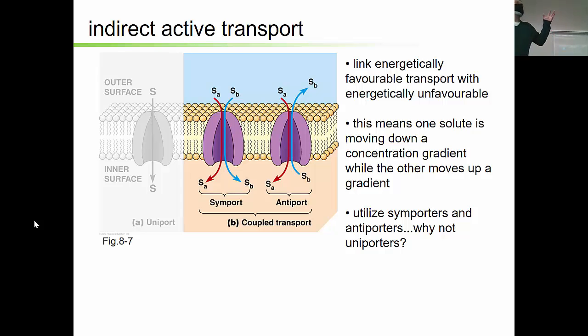What we can do is if B is going along for the ride, in this example on the left, what can happen is B, this is a symporter, so B is going to move in with A, and that might actually be up a concentration gradient. So it can be used for active transport. In an antiporter, again, our favorable movement of A in can be linked to moving B out, and that may be up a concentration gradient. And if B is moving up a concentration gradient, that's going to be active transport.